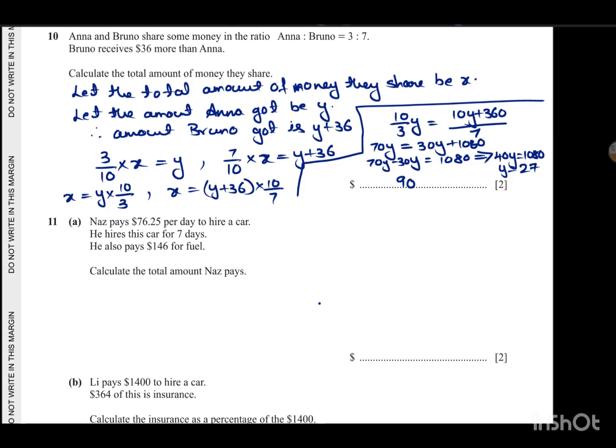Question number 11 now. Nas pays $76.25 per day to hire a car. He hires this car for 7 days. He also pays $146 for fuel. Calculate the total amount Nas pays. The total amount Nas pays will be 76.25 multiplied by 7 days plus 146 that he paid for fuel. Just do this in the calculator.